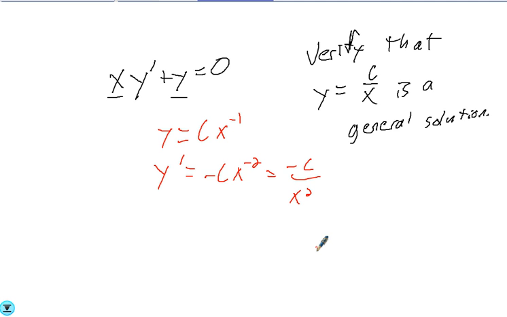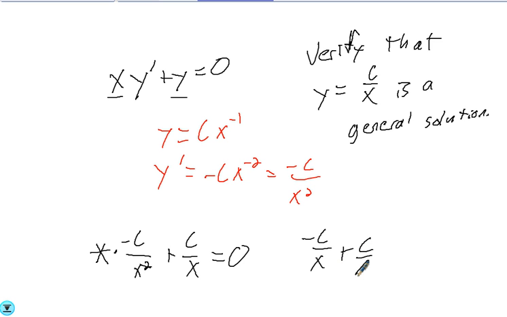So then when we plug it back into this equation, we have x times negative c over x squared plus c over x equals 0. So here we have an x that will cancel with one of the x's here, and we get negative c over x plus c over x is equal to 0. And that does cancel itself out, so we get 0 equals 0. So that's how we verify if something is a general solution.